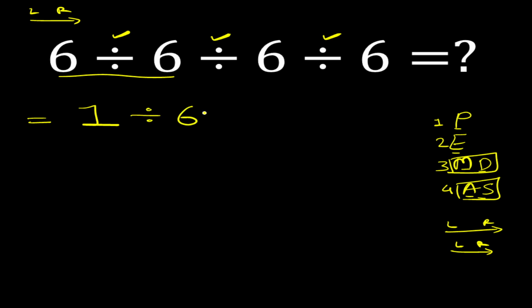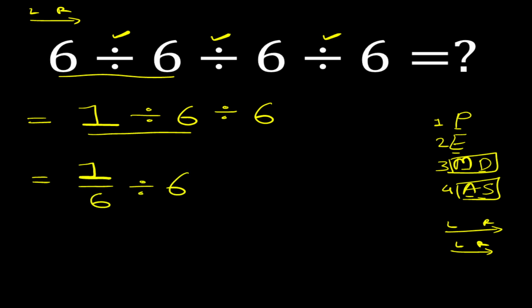Then divide 6. Now 1 divided by 6 can be written as 1 upon 6 divided by 6. Now according to the KCF rule, K means keep this fraction as it is, same 1 upon 6. C means change this sign from division to multiplication, and F means flip this second fraction, 6 is equal to 1 upon 6.